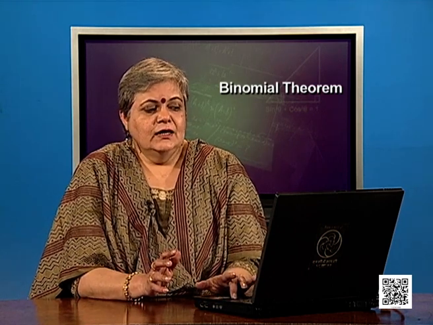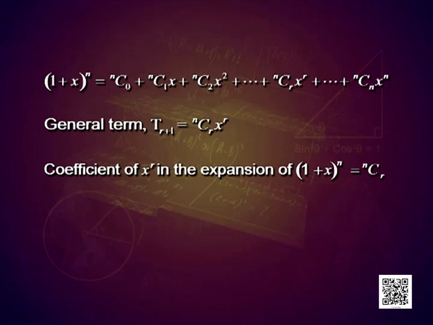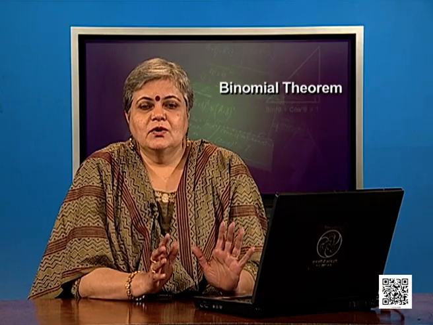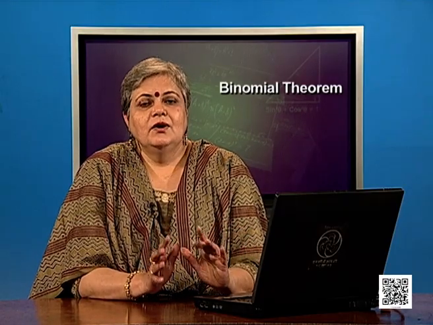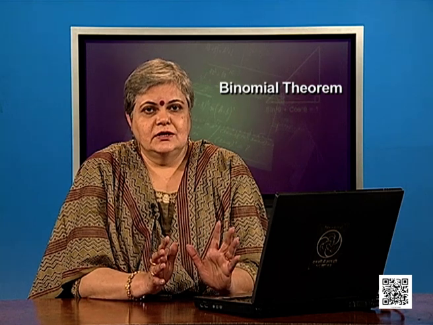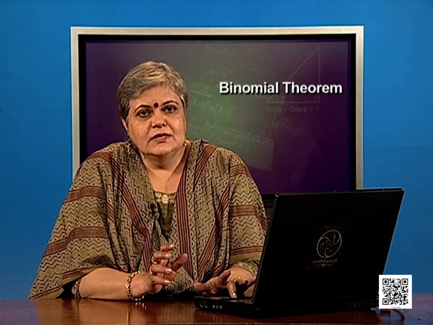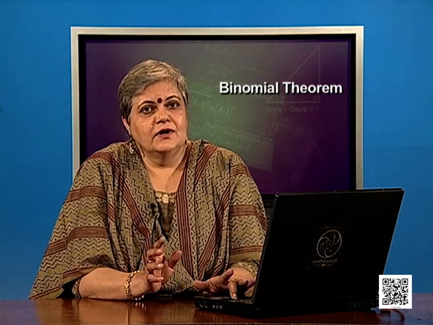So, we say that the coefficient of x^r in the expansion of (1 + x)^n is nCr, and we also say the coefficient of the (r+1)th term in the expansion of (1 + x)^n is nCr. So, they become one and the same, simply because there is no other constant number which is contributing to each term, and therefore, our problems will be framed around this idea, and here is our first one.